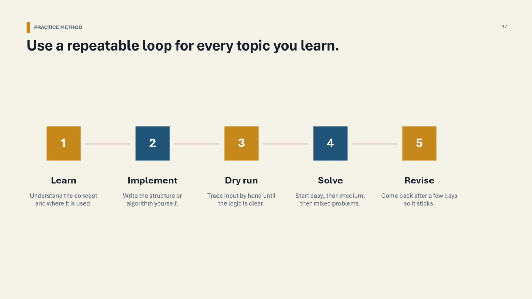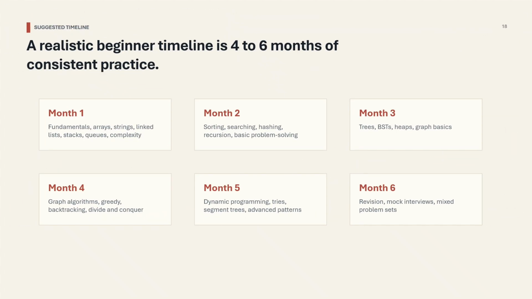Another important thing is consistency. DSA cannot be completed in 1 week. If you are a beginner, give yourself at least 4 to 6 months. Study daily even if it is only 1 or 2 hours. Consistency matters more than speed. If you want a rough timeline, you can follow this.